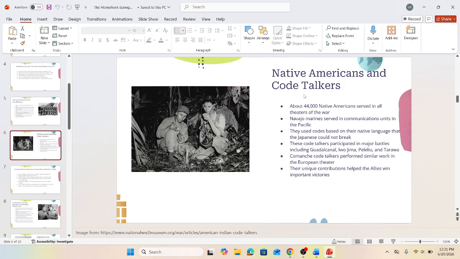Native Americans. About 44,000 Native Americans served in all aspects of the war. Navajo Marines served in communication units in the Pacific and used codes based on their native language that the Japanese people could not break. These code talkers participated in 2 major battles. Comanche code talkers performed similar work in the European section, and these unique contributions helped the Allies win important victories, often overlooked.